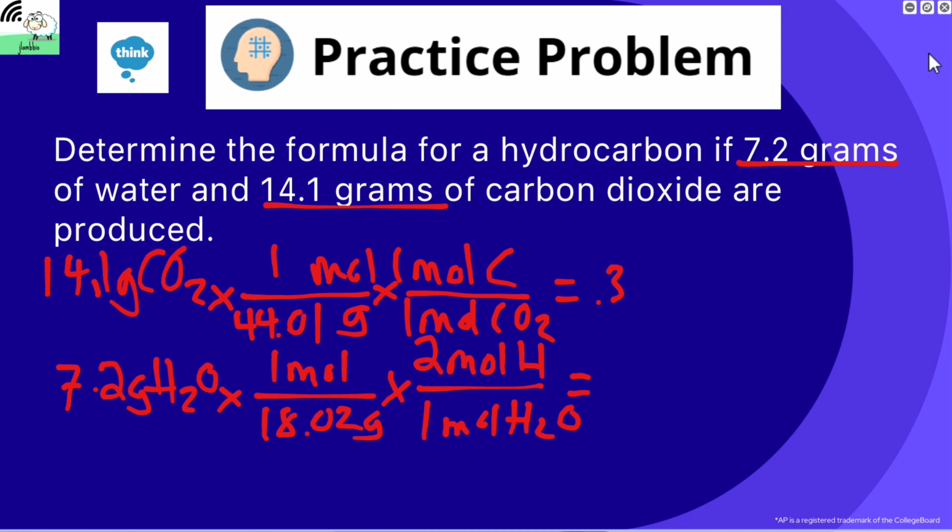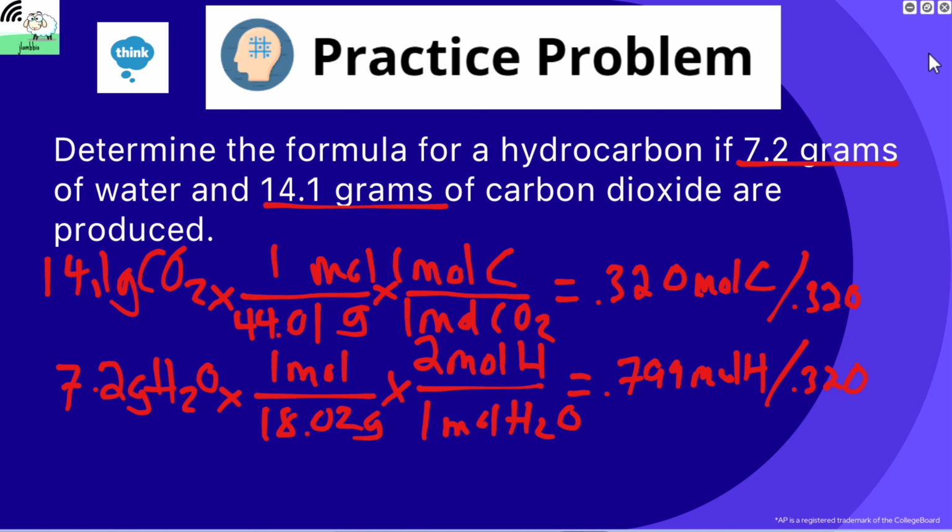All right, so 0.320 moles of carbon. 7.2, I have 18.02. And we end up with 0.799 moles of hydrogen. Okay, off to an awesome start. Now the last part here, divide by the smallest mole number, and let's see what we get. So we're going to divide both of these by 0.320. So this is going to be 1. And this is actually going to be, it says 2.49, we'll round that to 2.5, okay?